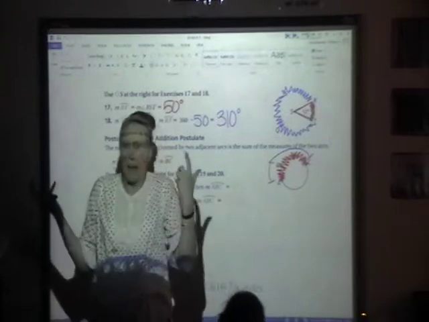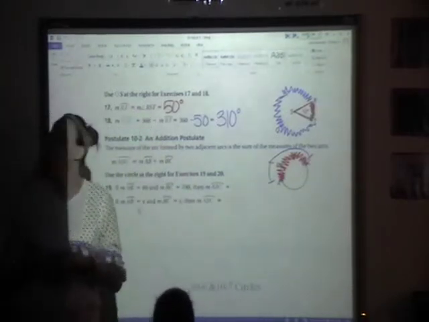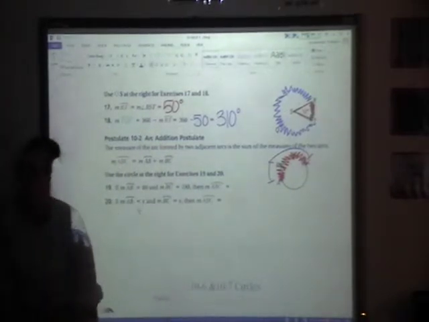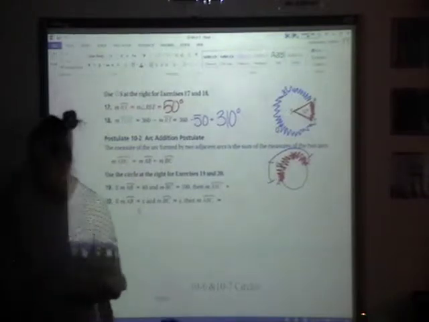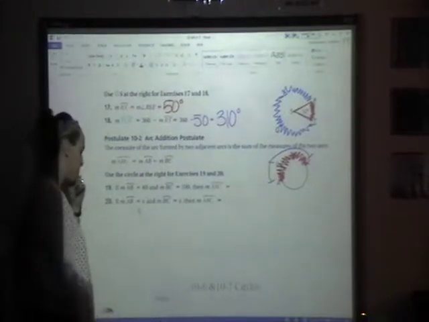Super cool? I don't know. However you want to look at it. It's just saying that as long as your arcs are right next to each other, you can add them together. So me and Jade are arcs, we can be added together.